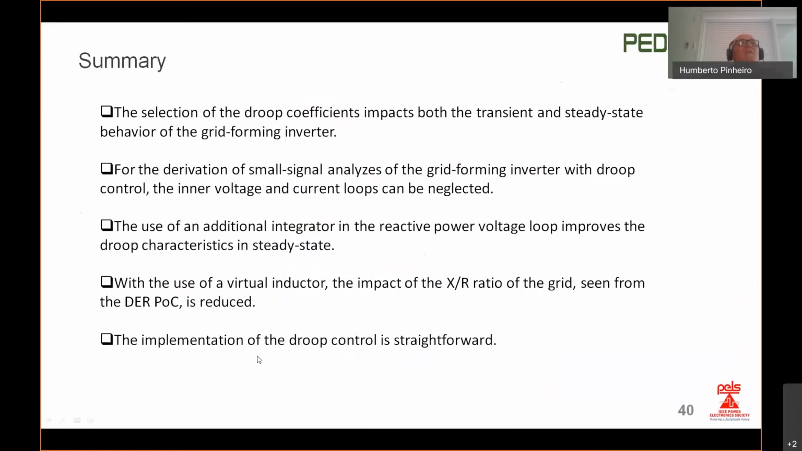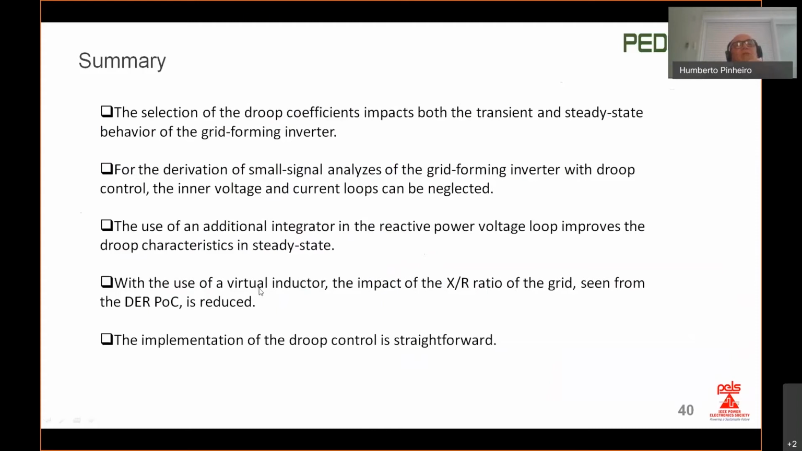As a summary, the selection of the Droop coefficient impacts both the steady state and the dynamic behavior of the inverter. So this is one feature of the Droop. For the derivation of a small signal analysis, if you design properly the inner voltage and current loops, you can neglect them, and then you can analyze just the primary control. The use of an additional integrator improves the steady state characteristic as we expected.